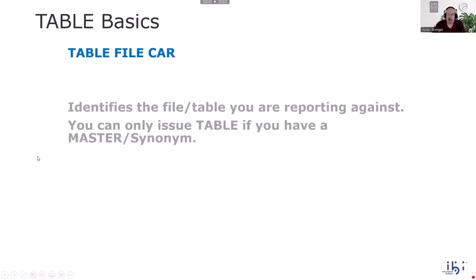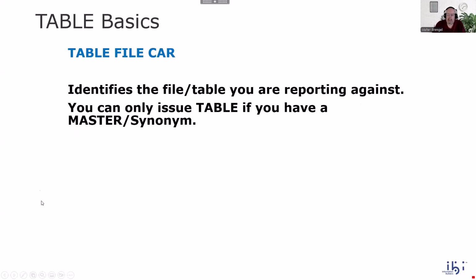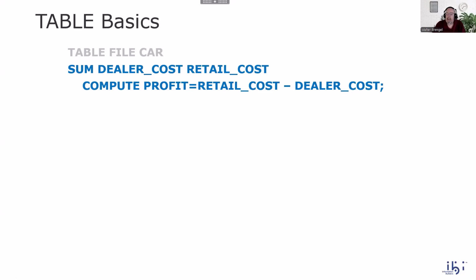TABLE FILE identifies what file you're reporting against. You can only issue a table request if you have a master or synonym, because we need to know what fields are contained in that particular file. In this case, we're doing SUM, so the verb is SUM. We're summing dealer cost and retail cost, and we're doing a COMPUTE. I'll go over more detail on expressions in a future session. But this is basically your SUM, dealer cost, retail cost, and then we're computing a field using those two fields.